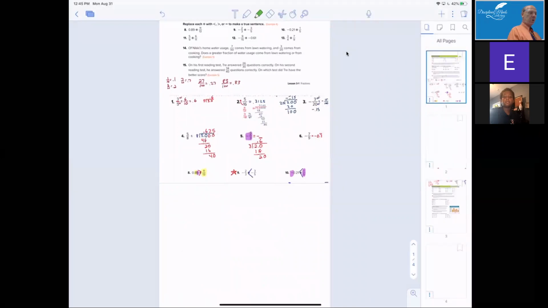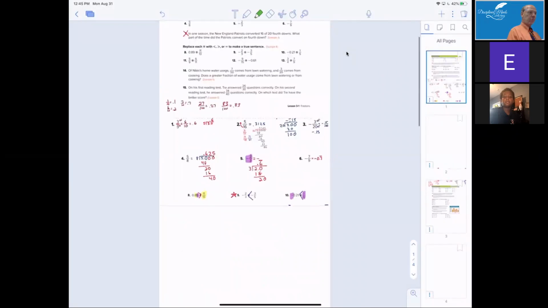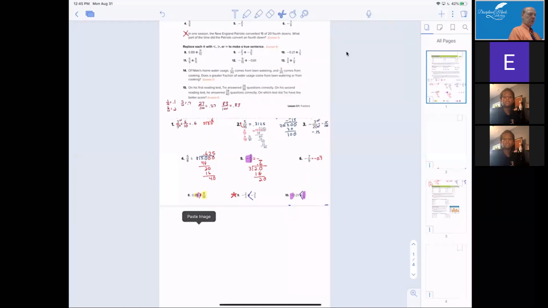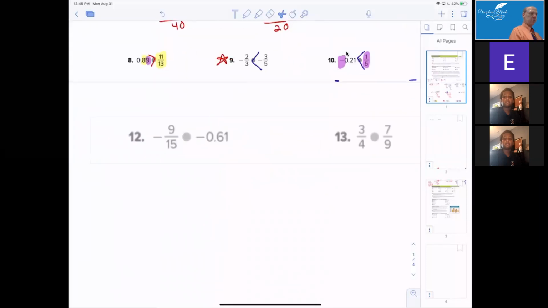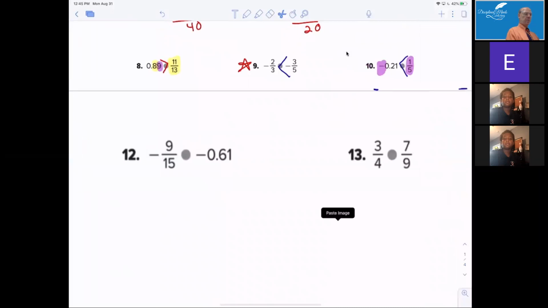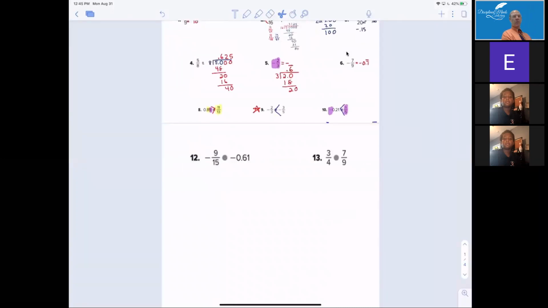Did we do 11? Yeah, I did. Did we do 12? No. Okay, so I'm going to grab 12 and 13 and we're going to start with those. All right. Here we go, paste in. Oh, we were early to the game. Yep, we are early to the game because you guys are great.